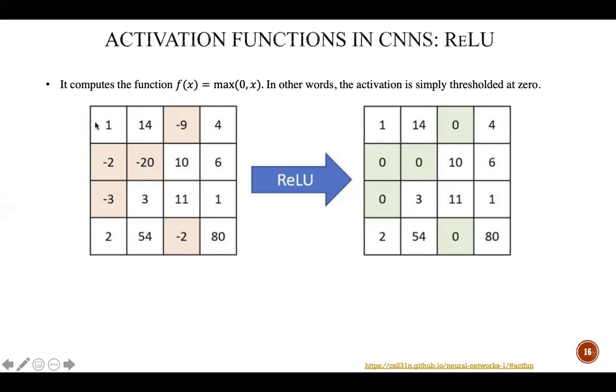In other words, for the convolved images or the convolved filters that you've seen before, whenever you have a negative number, applying the ReLU onto each element here will convert it, and instead of the negative numbers here, you will get a 0. So f of 1 is 1, f of 14 is 14, f of minus 9 is 0, f of minus 20 is 0, f of minus 2 is 0, and so on.